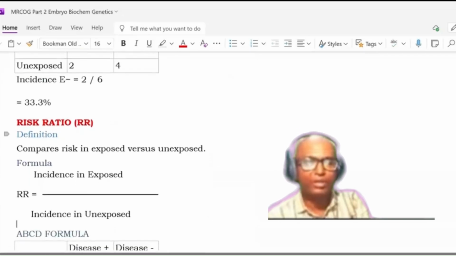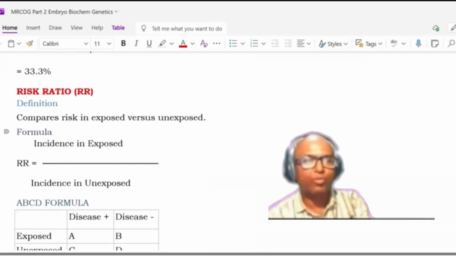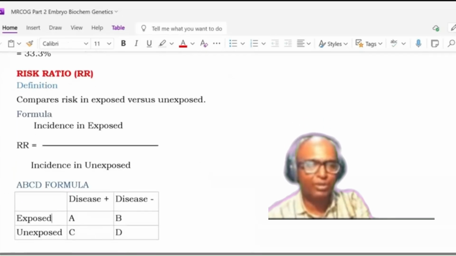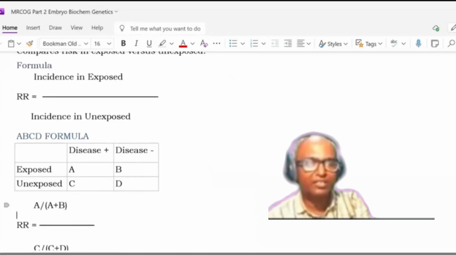Okay, then what do you calculate? You calculate the risk ratio, also called relative risk. It compares the risk in the exposed versus unexposed. So relative risk will be incidence in exposed divided by incidence in unexposed. Okay, so exposed incidence will be A upon A plus B, divided by C upon C plus D.